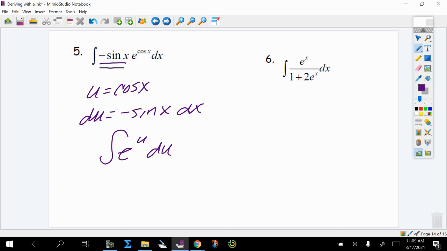So this is just a perfect e to the u. It looks awful to start because of the trig. You have a sine, you have a cosine exponent, but it truly is just e to the u, and the integral of e to the u is e to the u. So you get e to the cosine. And if you derive that using what we learned in the last lesson, you get what you started with.